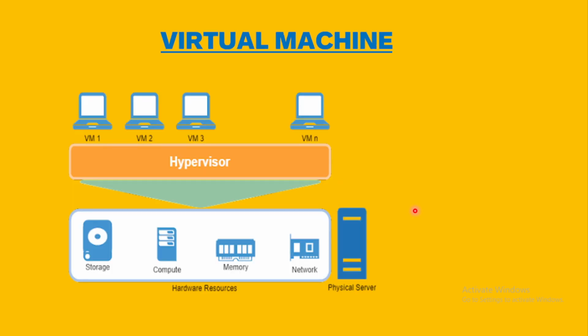So just see this diagram. This is the physical server. The physical server has network, memory, and storage, which is nothing but hard disk. On this server they installed a hypervisor, and on this hypervisor they built multiple VMs, which are virtual machines. You can log in to that and you can install whatever application you want.